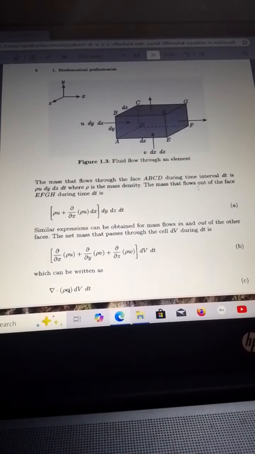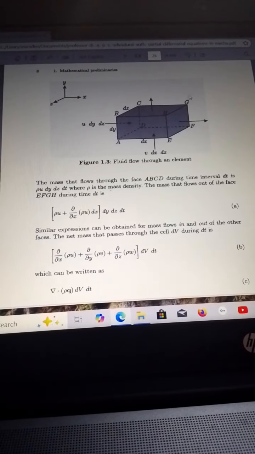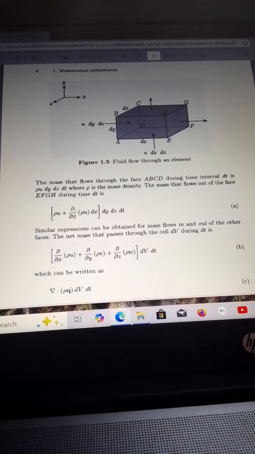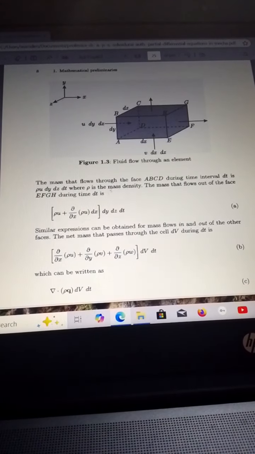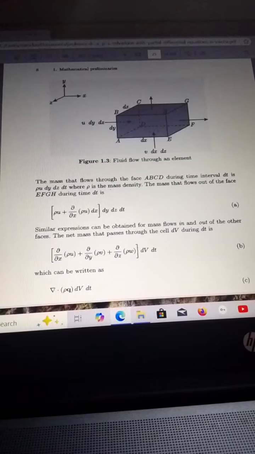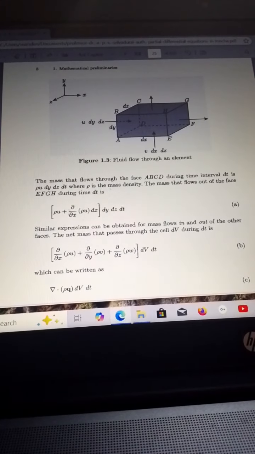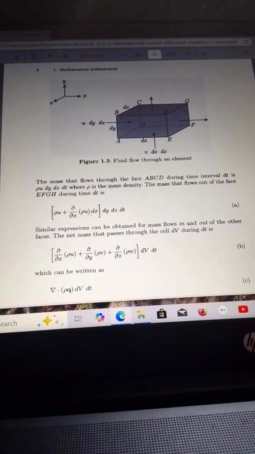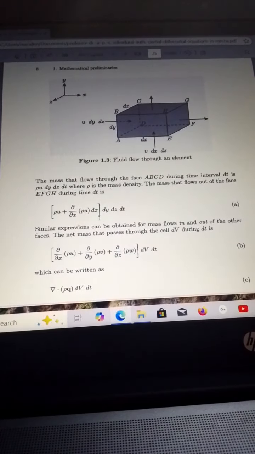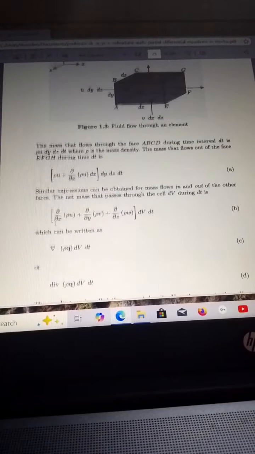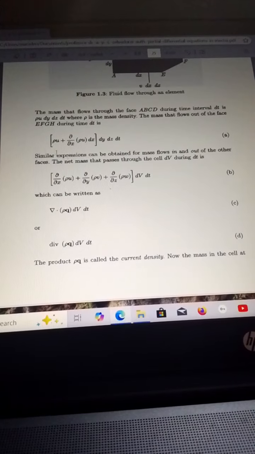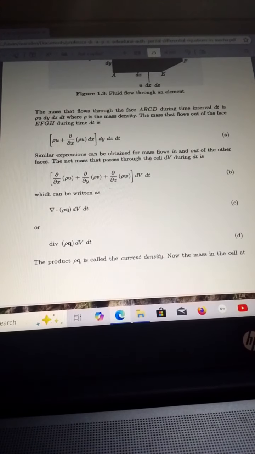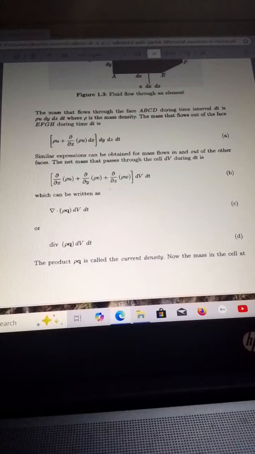And then the mass that flows out of the face E, F, G, and H during the time interval dt again. The general equation to express this is given by what we have below: rho u plus the partial derivative of rho u with respect to x, dx, times dy dz dt. Similarly, the expression can be obtained for mass flow in and out of the other faces. The net mass that passes through the cell dV during dt is given by this formula.